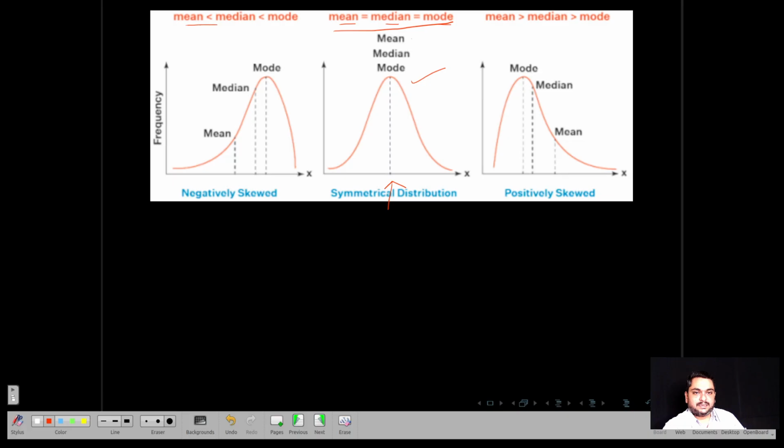If mean is less than median is less than mode, this is how your distribution is skewed. This is called a negatively skewed distribution. Mode is highest, mean is less. Your mean is exactly here. If it is the other way, mean is greater than median is greater than mode, then it is called a positively skewed distribution.